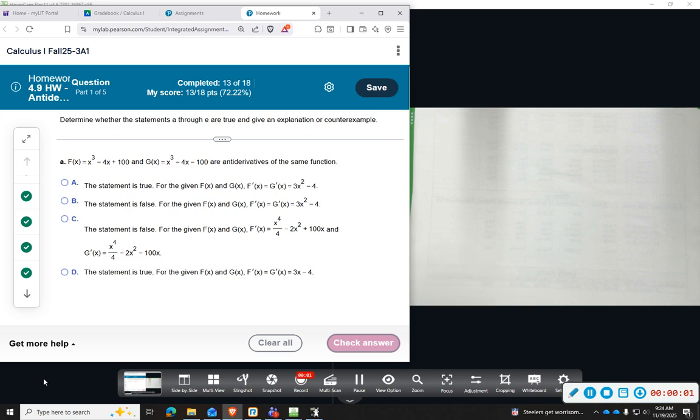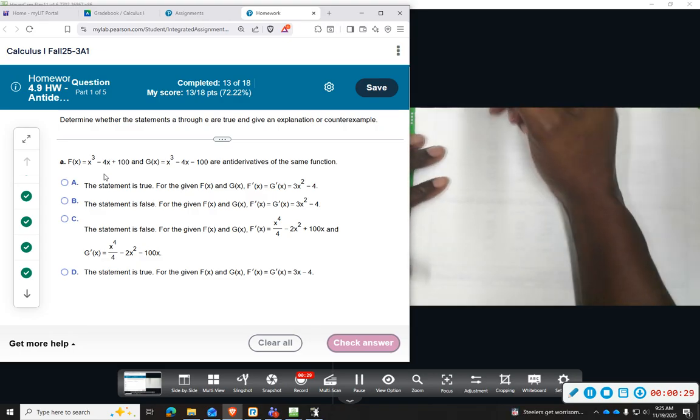All right, number 18, we have 5 parts. We want to determine if the statements A through E are true, and give an explanation or counterexample. So for the first part, we are given f of x is equal to x squared minus 4x plus 100, and g of x is equal to x cubed minus 4x minus 100. It says these are antiderivatives of the same functions.